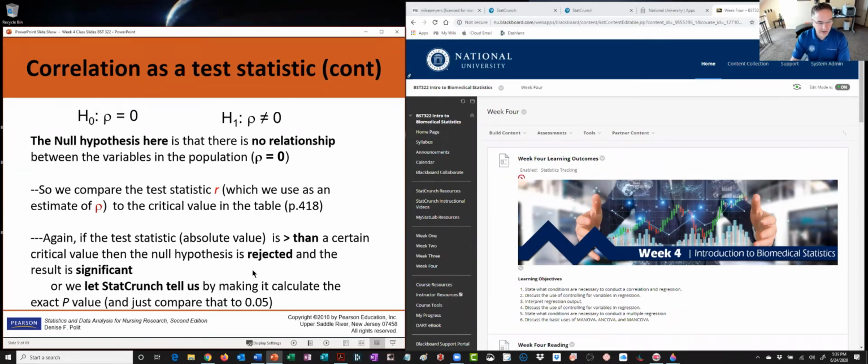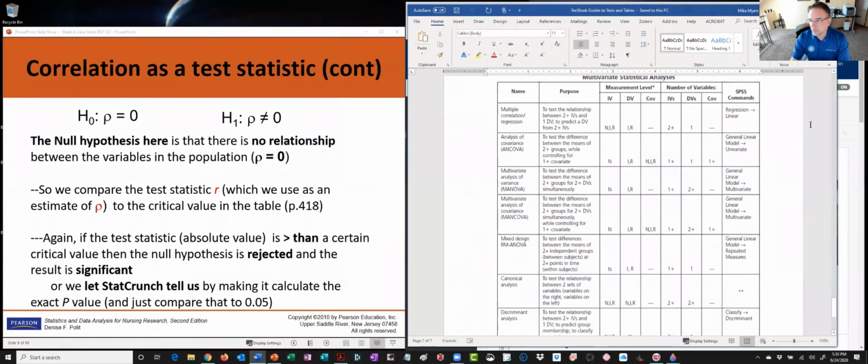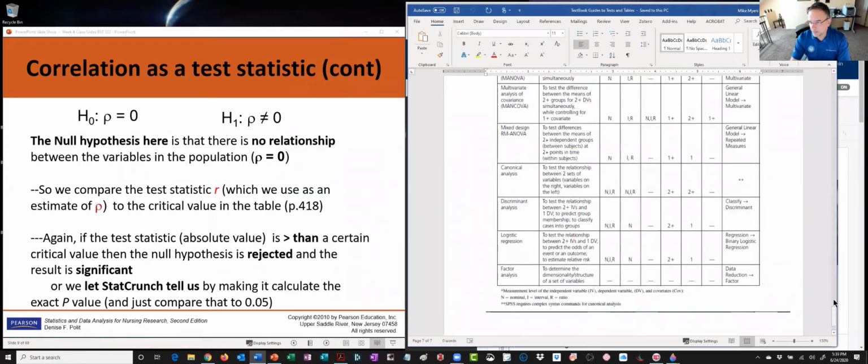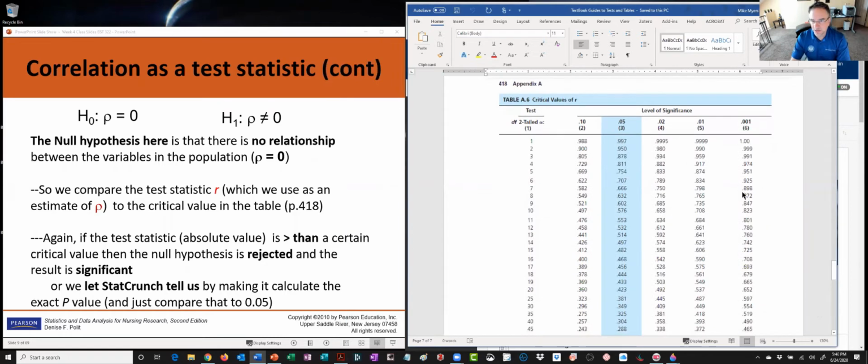We're going to compare it now to another table. We've gone through all the tables. We did the T table, the F table, and here on page 418, and also in this little cheat document I made for you of the tables, we're looking at the critical values of R. So at our significance level of 0.05, usually we're looking at this one, depending on the degrees of freedom. And for correlation, it's going to be n-2 because we're correlating two variables here. So it'll be n-2.